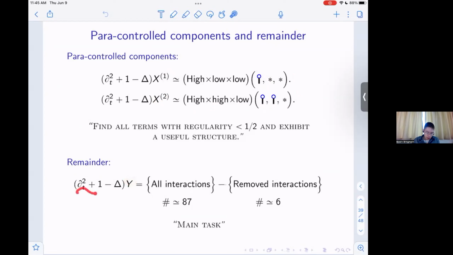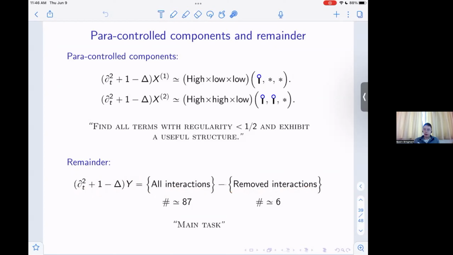And when I hit this with a wave operator, I get the most complicated evolution equation of this paper. On the right-hand side, I will see all of the different interactions, by which I mean take any 3 of the 7 different terms in your ansatz and multiply them. The only ones that we won't see are the ones that we've already taken care of, so the removed ones.